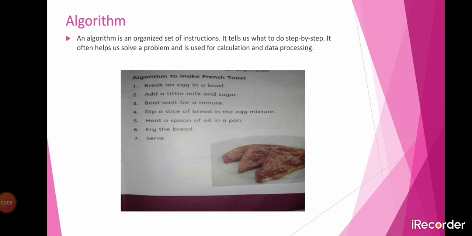Example: algorithm to make French toast. Break an egg in a bowl, add a little milk and sugar, and beat well for a minute. Dip a slice of bread in the egg mixture. Heat a spoon of oil in a pan, fry the bread and serve it. That is an example of an algorithm. So an algorithm follows steps in sequence.